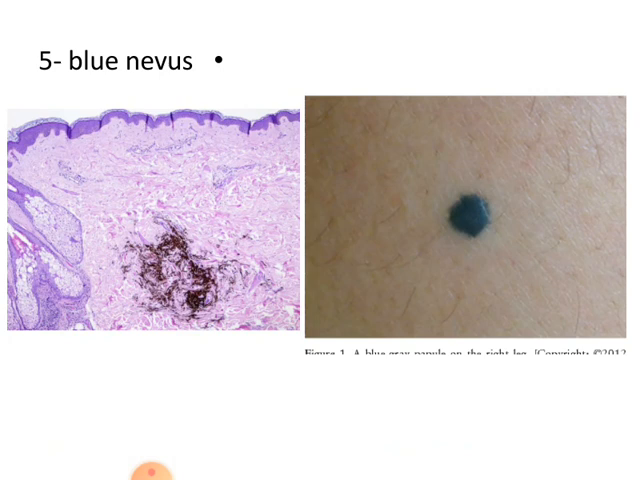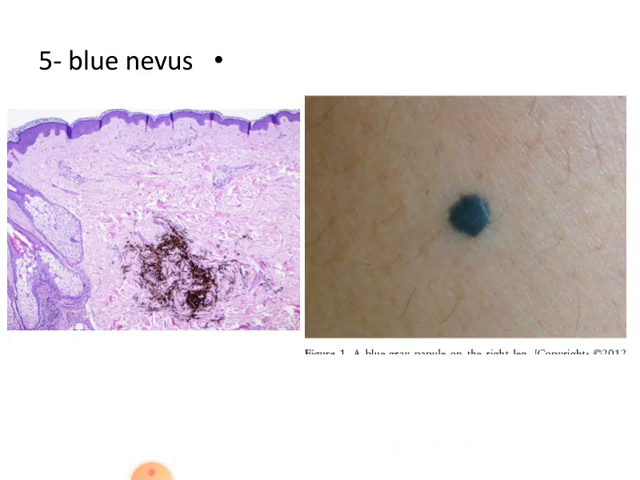The last type of benign melanomas is the blue nevus. The nevus is usually brownish in color, bright brown or light brown or dark brown, but the blue nevus is blue in color. The blue nevus has spindle-shaped melanocytes present deeply in the dermis.